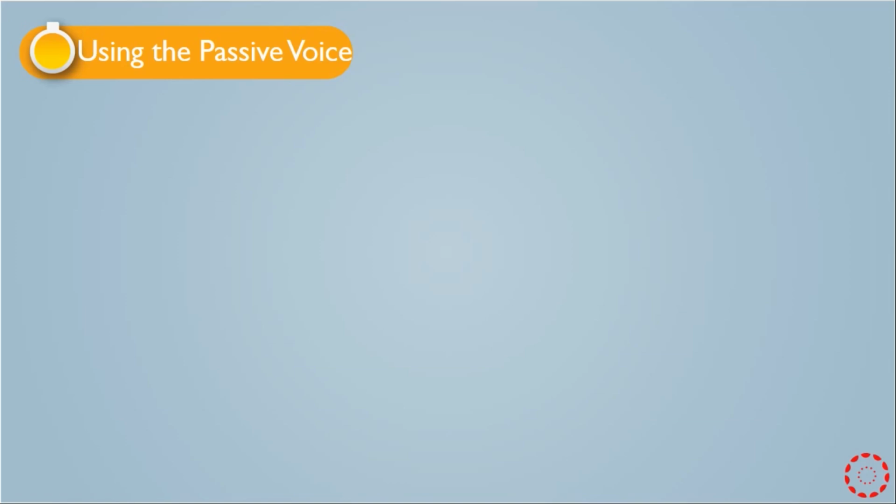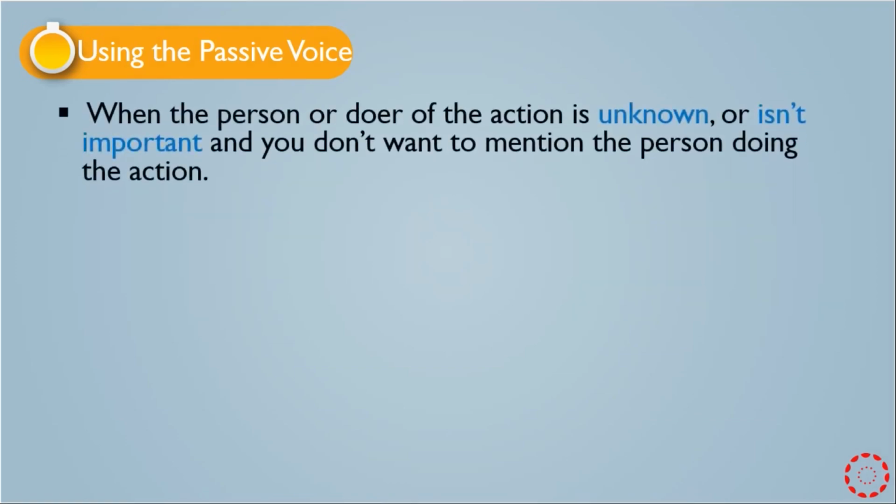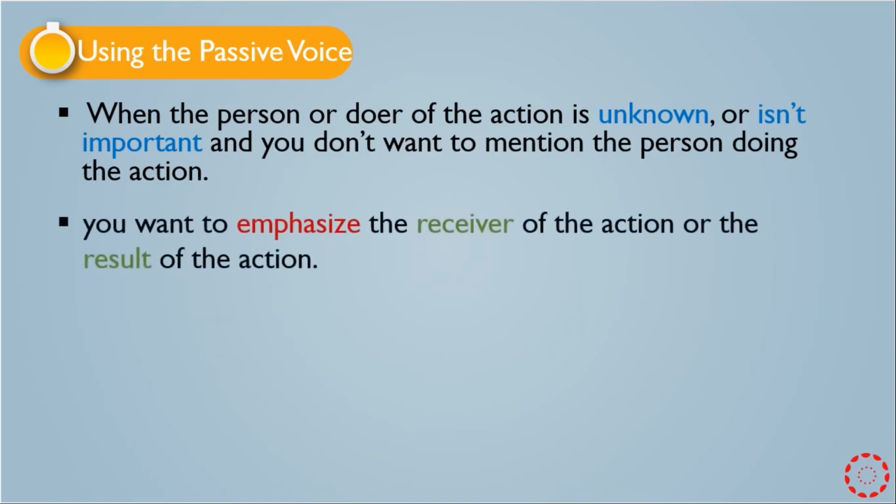When do we use the passive voice? When the person or doer of the action is unknown or it's not important and you don't want to mention the person doing the action, in this situation we can use the passive voice. Or you want to emphasize the receiver of the action or the result of the action.